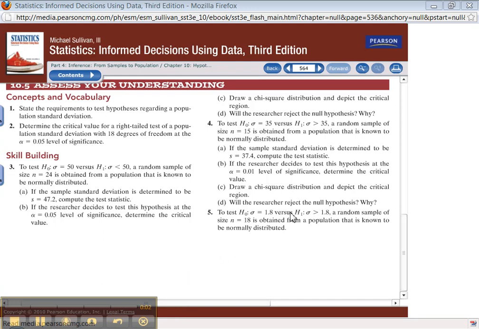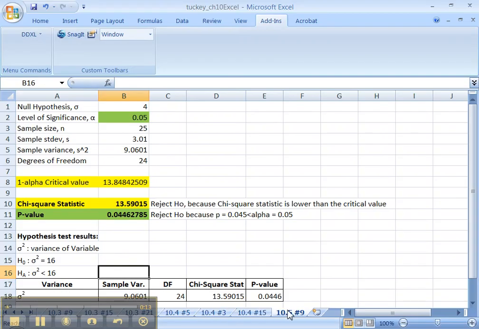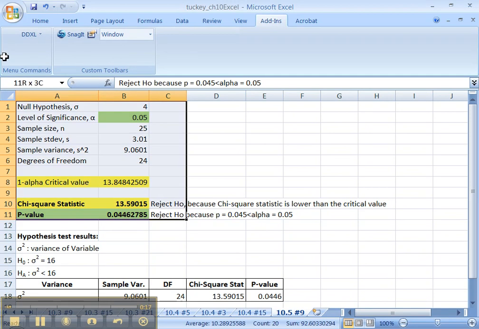Alright, so now we're going to move on to number 5, which actually is working backwards, I know, but that's alright. So this is a right-tailed test where sigma equals 1.8 and n equals 18. So what I'm going to do is copy all the pertinent stuff, basically this top portion.